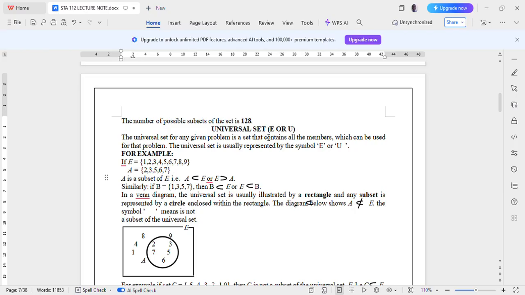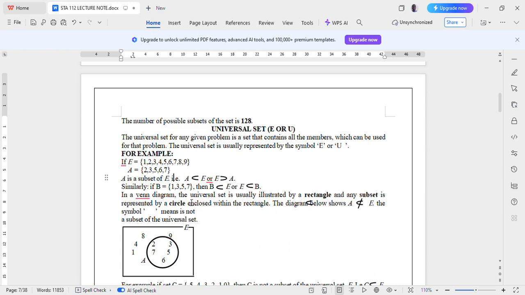Similarly, if B is {1, 3, 5, 7}, these are the elements in B, then B is also a subset of E, or E is a superset of B, because we can find the elements of both A and B in E. They are all in E. So E is a superset of both sets A and B, or both sets A and B are subsets of set E.